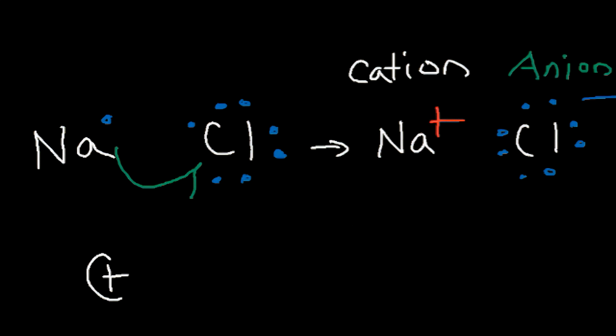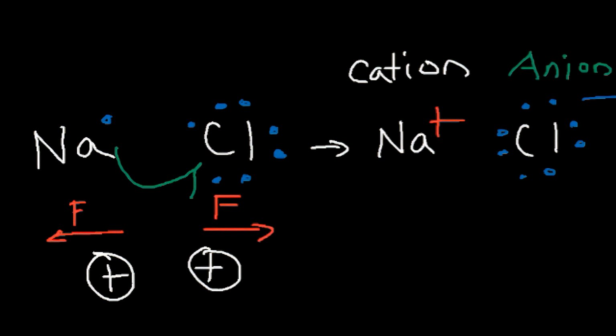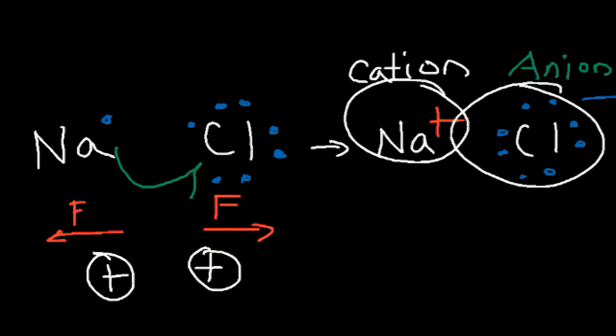Whenever you have 2 like charges next to each other, these 2 will feel a force that repels them. Like charges repel, but opposite charges attract. Now sodium has a positive charge. Chlorine has a negative charge. So these 2 ions feel a force of attraction that keeps them together. It is that electrostatic force of attraction that holds the ionic bonds together.